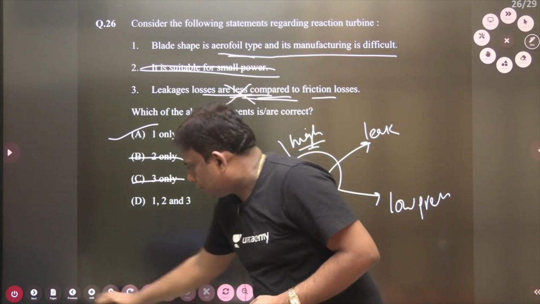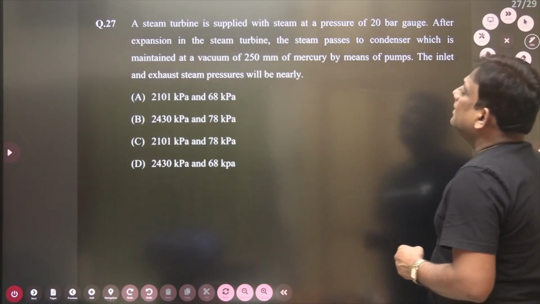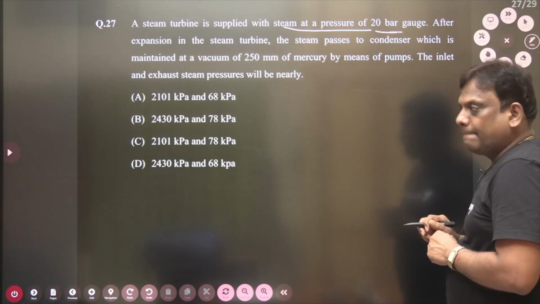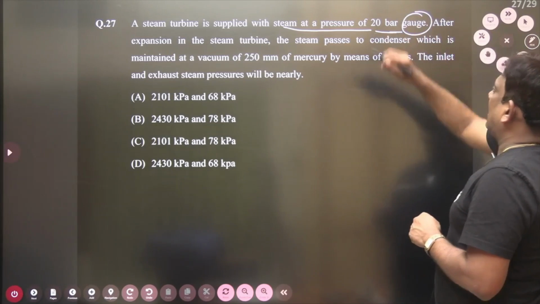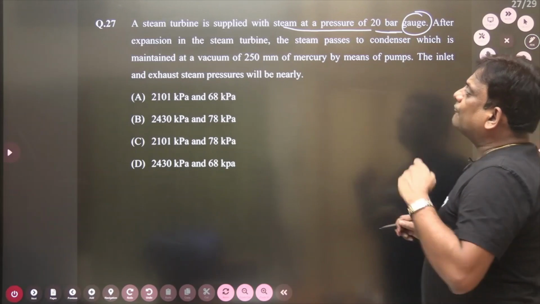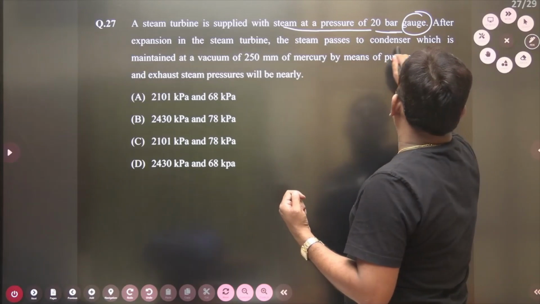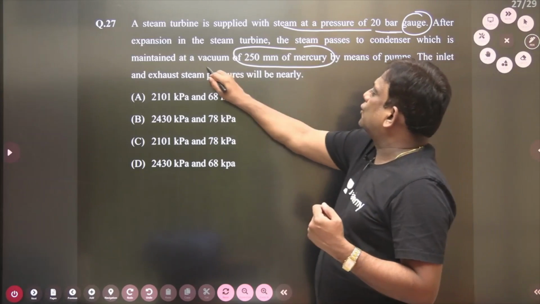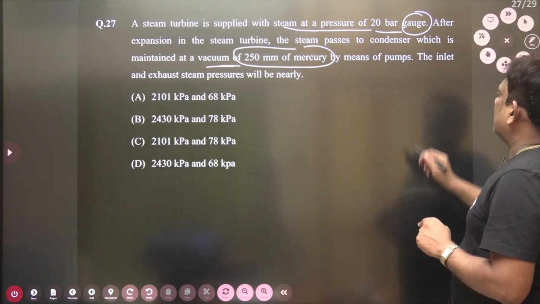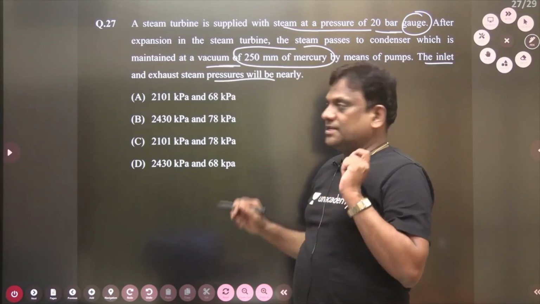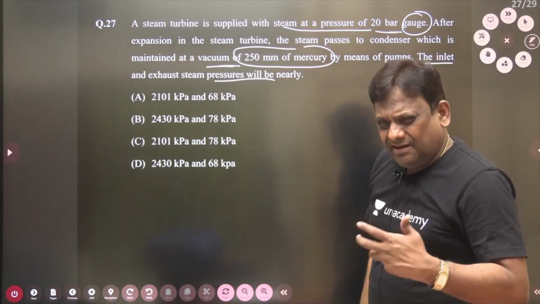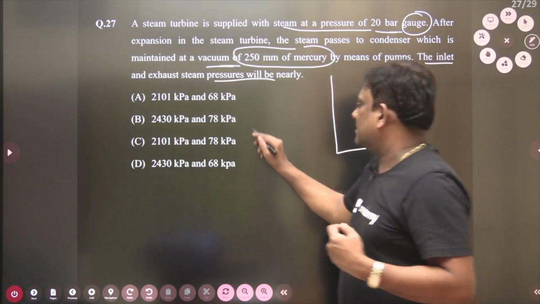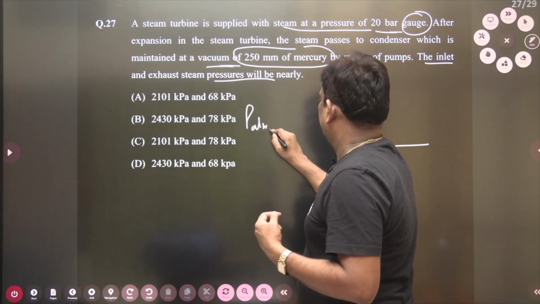Now, let's move to the next one. A steam turbine is supplied with steam at a pressure of 20 bar. Okay, gauge, be careful, 20 bar gauge. After expansion in the turbine, the steam passes to the condenser, and the vacuum in the condenser, understand carefully, is 250 mm of mercury. And what is he asking? The inlet and exhaust steam pressures are. Okay, so we generally deal with absolute scales. Now, let us take the atmospheric pressure as 100 kilopascal.